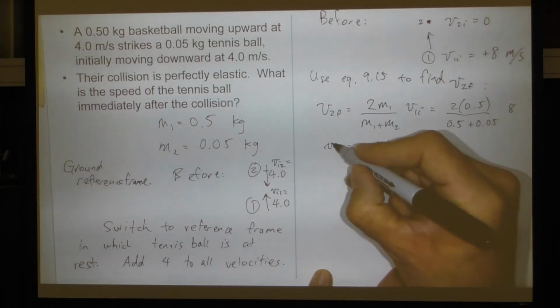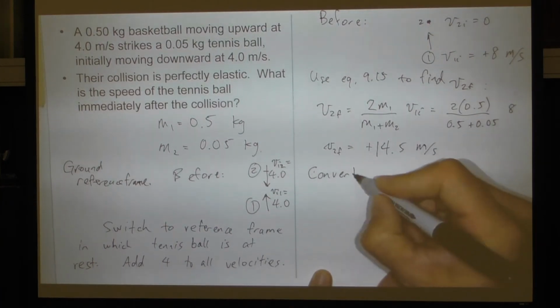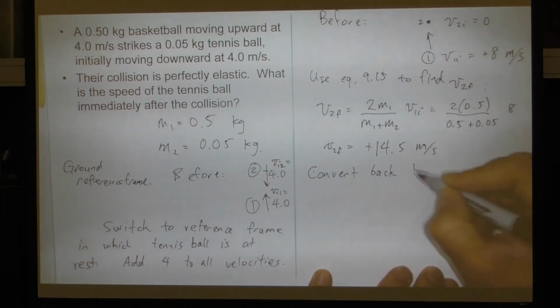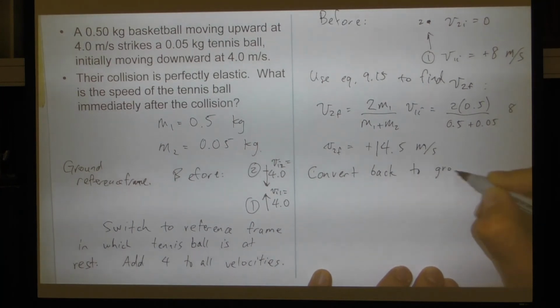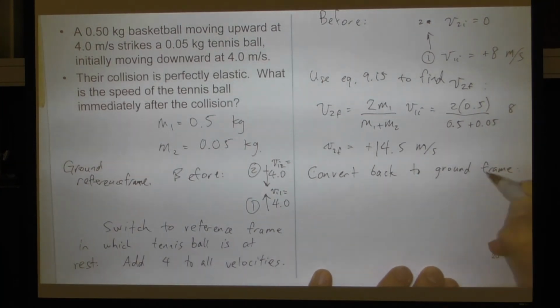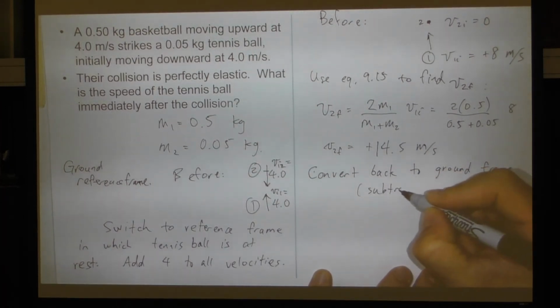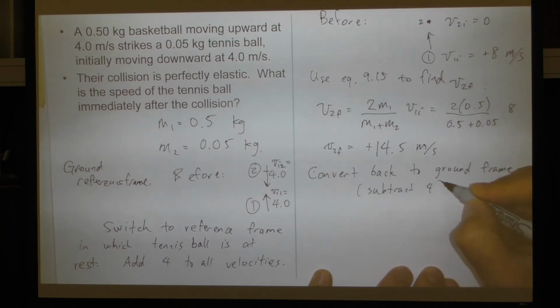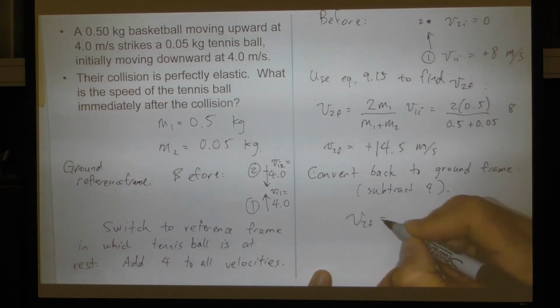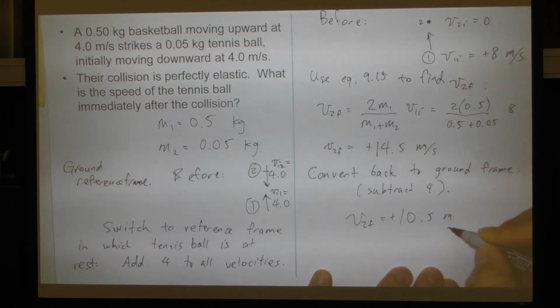Okay. And now don't forget to convert back to the lab frame, or the ground frame, by subtracting off the 4. And so V2 final is equal to plus 10.5 meters per second.